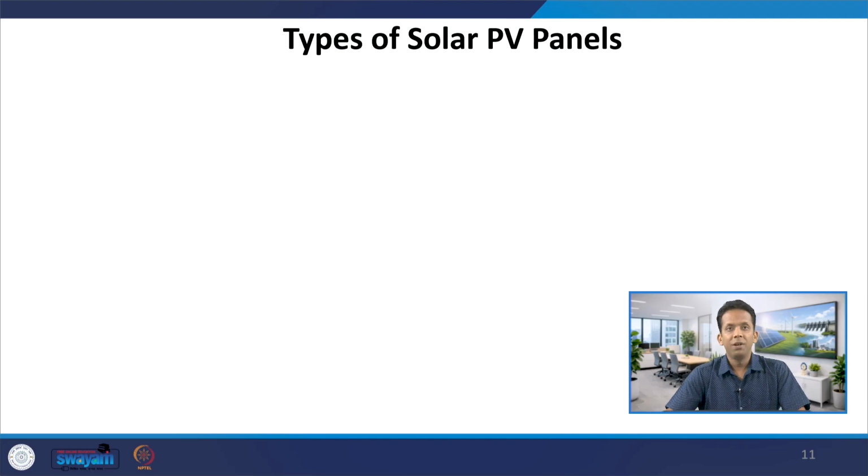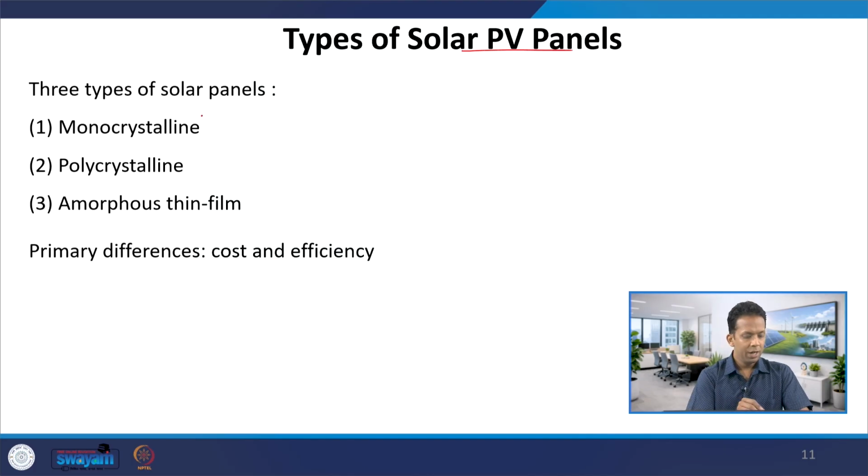Now, next point is types of solar PV panel. This is based on the material they are made of. There are 3 types of solar panels, and the primary difference between these 3 types is the cost and efficiency, because the material is different. Even though all 3 can be silicon based, the silicon would be in different forms. In one it will be crystalline, in another it can be amorphous.